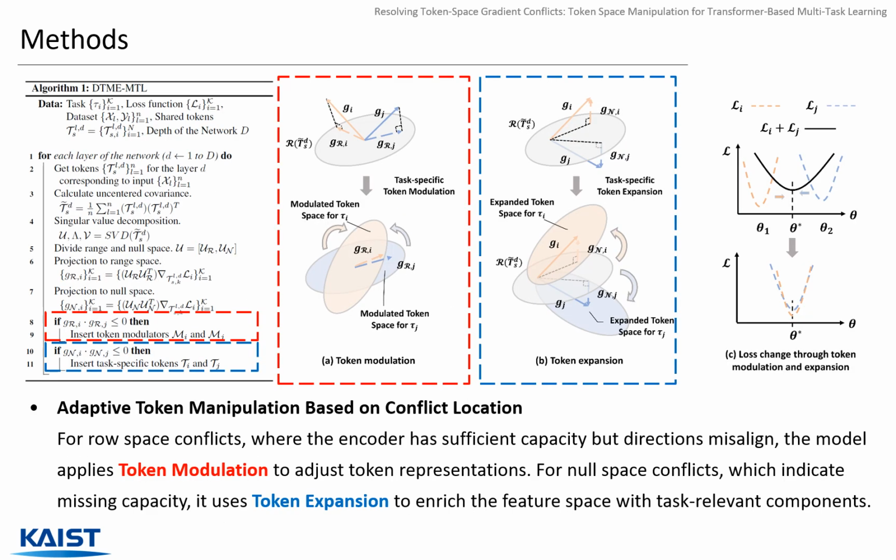To act on that diagnosis, we apply token modulation for row space conflict and token expansion for null space conflict. Modulation realigns direction where the capacity already exists. Expansion adds small task-relevant components where the capacity is missing. The two moves are complementary by design.